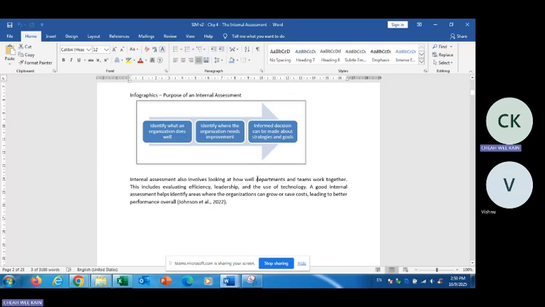Look at how well the various departments and teams inside the company are working. Are they working well together? So we will evaluate based on efficiency, leadership, and the use of technology by the company. If you do it very well, you can help the organization to grow or you can save costs.